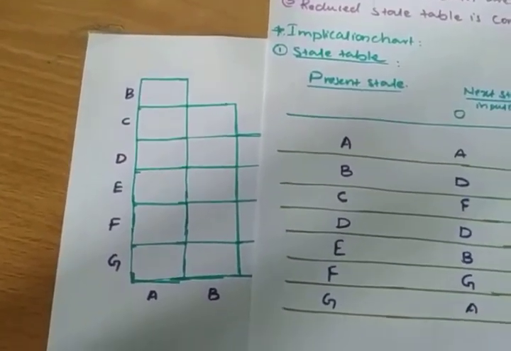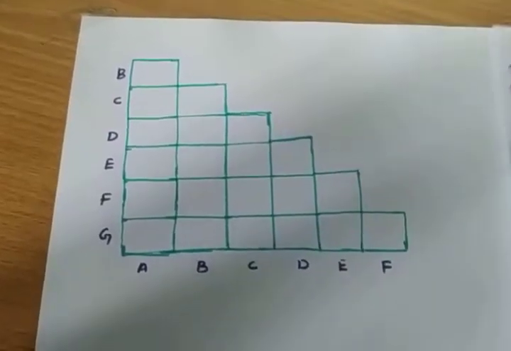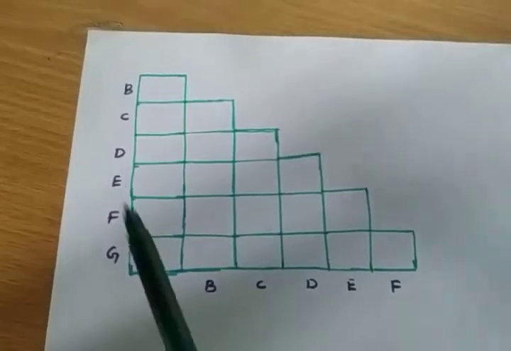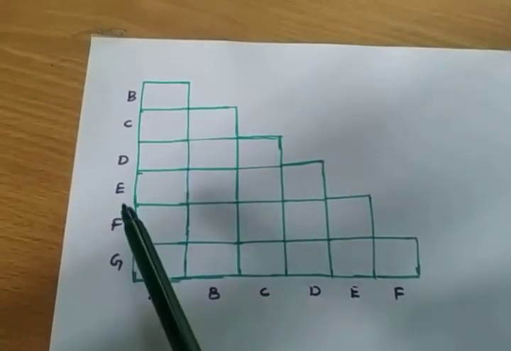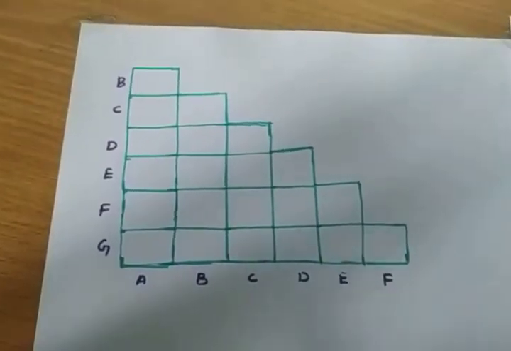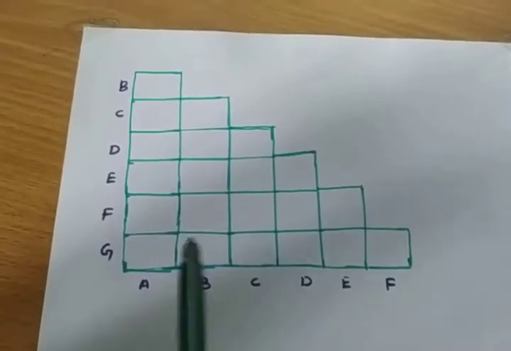So it is like this. I am writing A, B, C, D, E, F in the columns, and here B, C, D, E, F, G in the rows. So the chart is completed. Now we need to give entries to the cells.